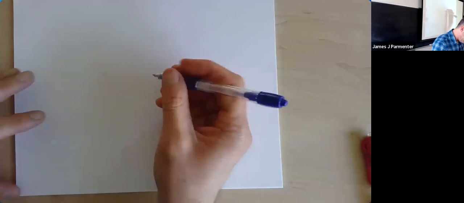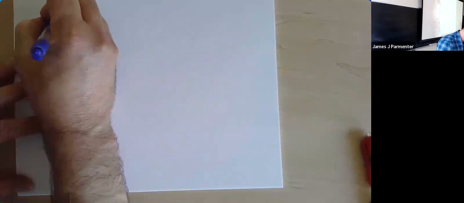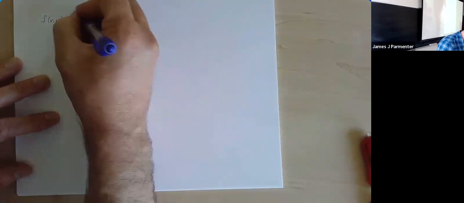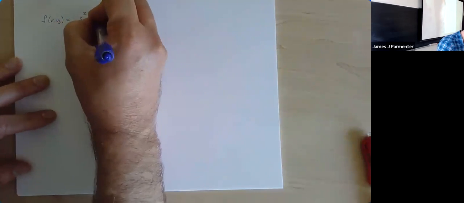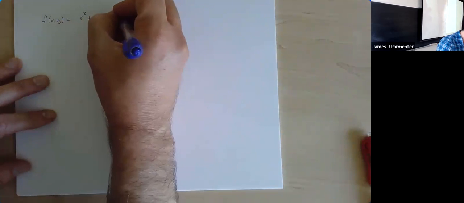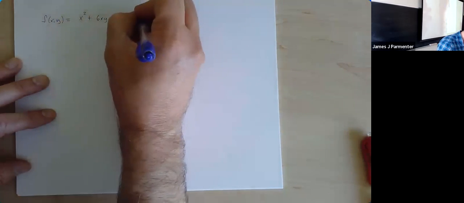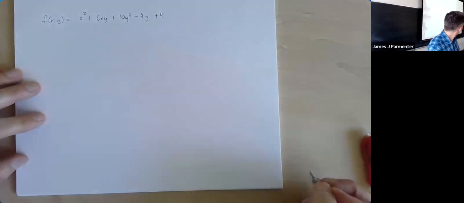So let's say we have the following: f(x, y) equal to x squared plus 6xy plus 10y squared minus 4y plus 4.